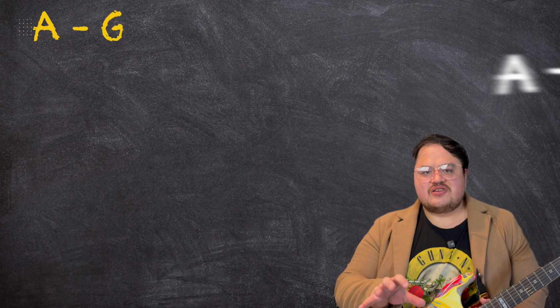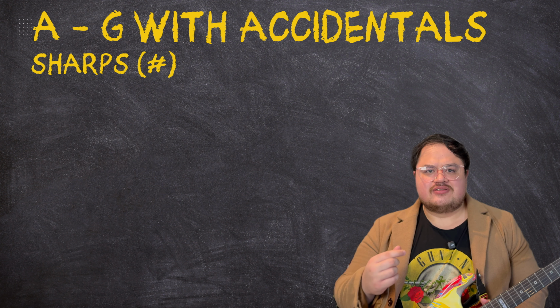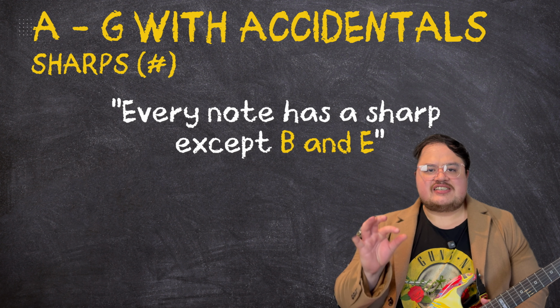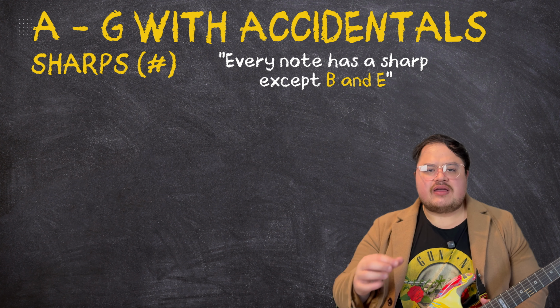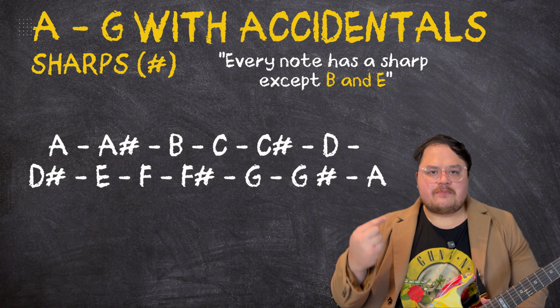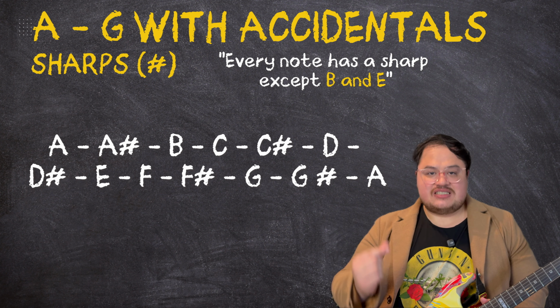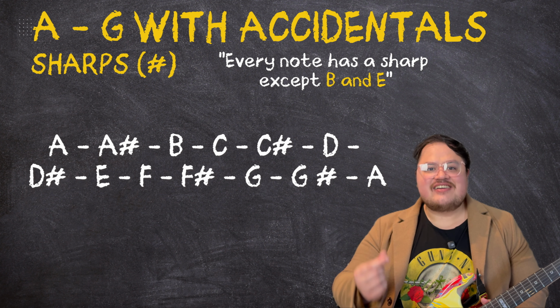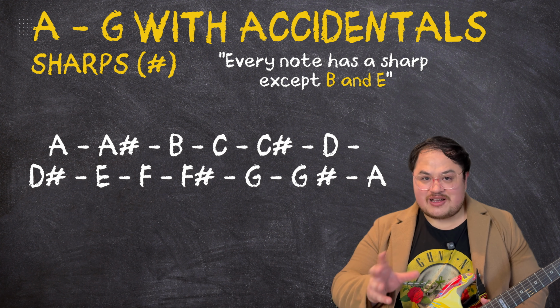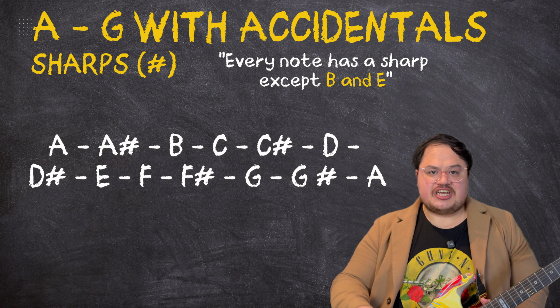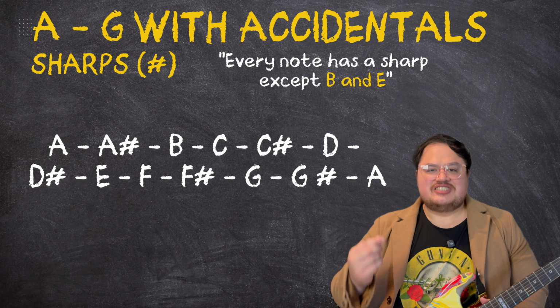Now, after that, we're going to include our accidentals, which are sharps and flats. Let's think in sharps first to make it easier. Every note has a sharp except B and E. So it would be A sharp, B, C, because we don't have a sharp for B, C sharp, D, D sharp, E, straight to F because we don't have a sharp for E, F sharp, G, G sharp, and then back to A. And the cycle repeats again. So we have 12 notes in total.